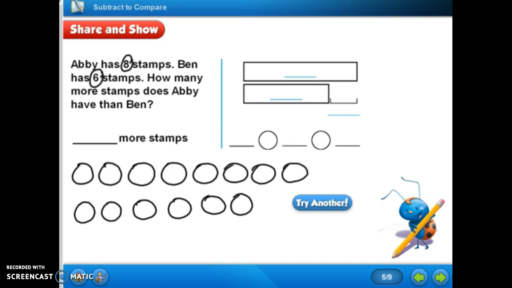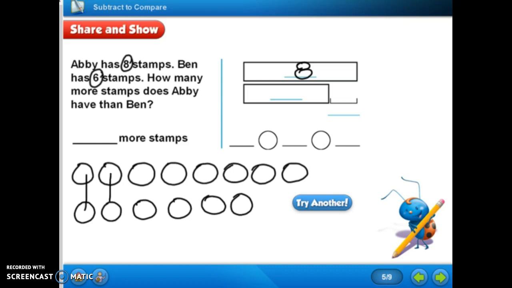So which one has more? Abby or Ben? Did you say Abby? That's right. Abby has 8 stamps. So we're going to put Abby's number of stamps in our larger box or for our whole. Now I'm going to connect Abby's stamps to Ben's stamps to find out how many more Abby has.